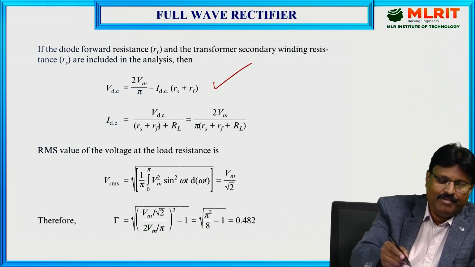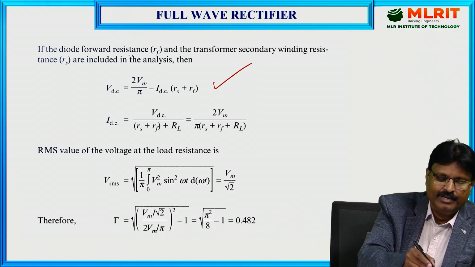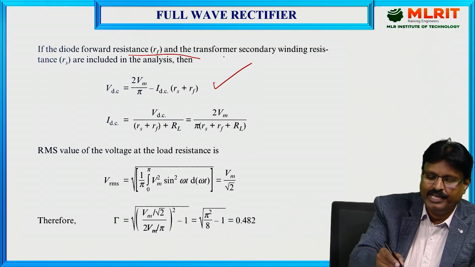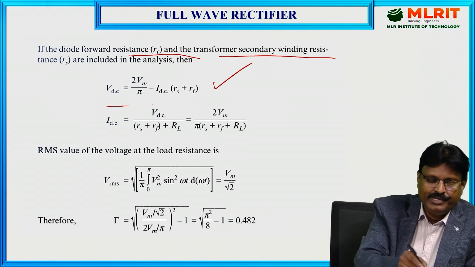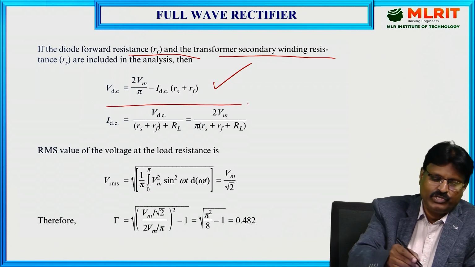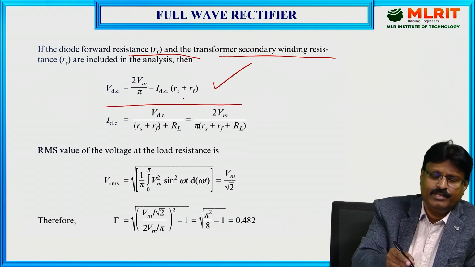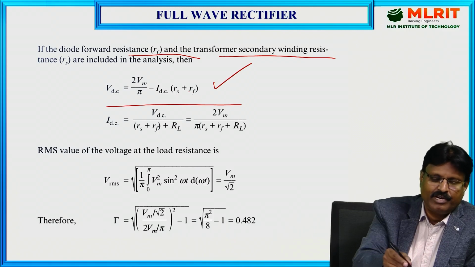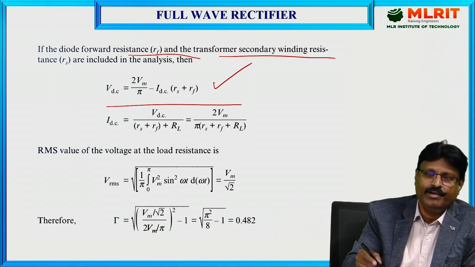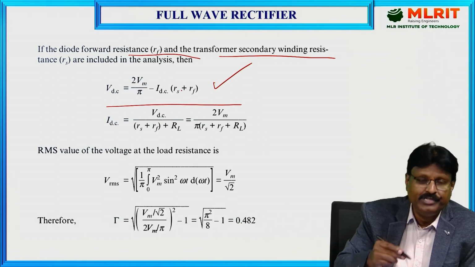Whenever you consider the resistance of the diode as well as the transformer secondary winding resistance RS, the equation can be rewritten like this: 2 Vm by pi minus the drop across these two resistances. When you consider, one is RS, second one is RF. RS is the secondary winding resistance and RF is the forward resistance of the diode. So we can write the equation like this.